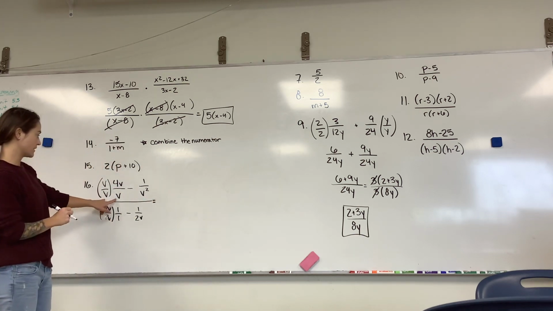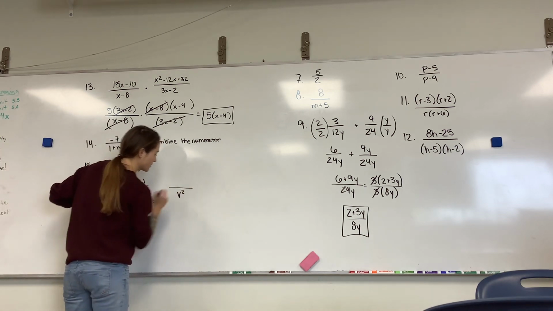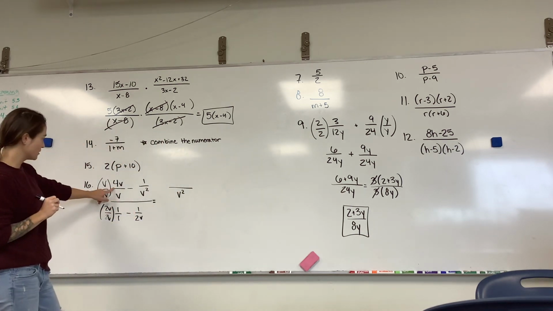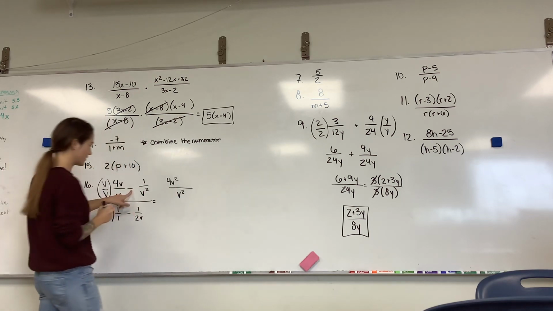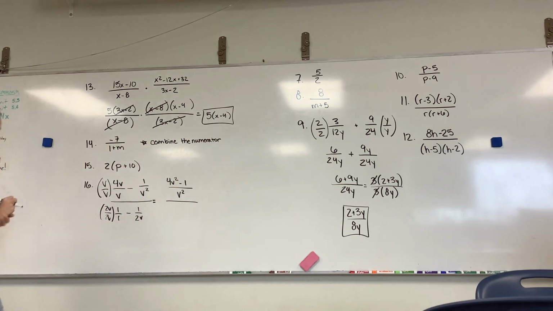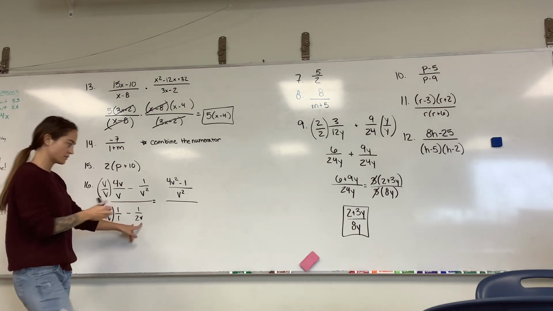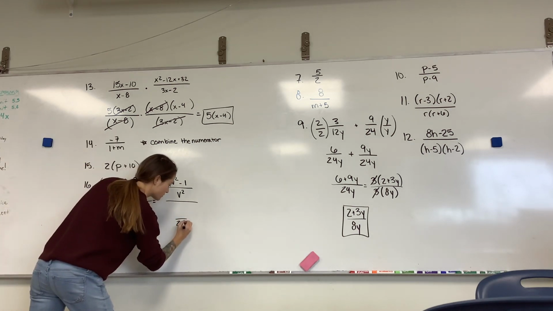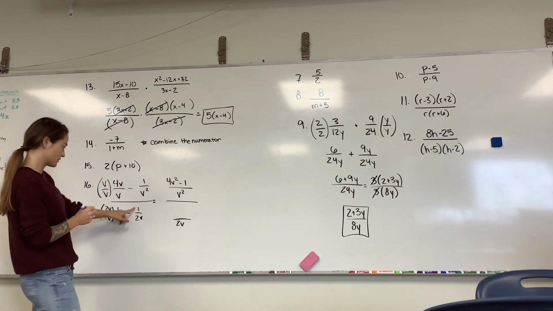So when I do that, my denominator here becomes a v squared. So I'm allowed to just write that. My numerator becomes a 4v squared. And then minus, and this is a 1. Here, this denominator becomes a 2v, which matches this. So I'm allowed to just write that. And then I get 2v minus 1.